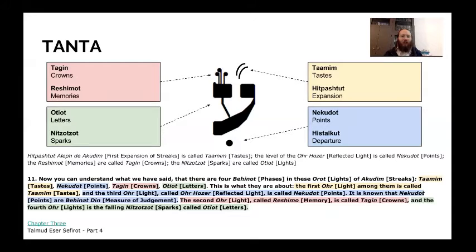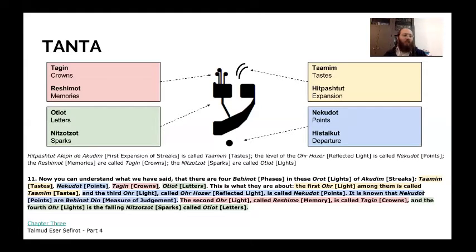The first Or, light, among them, is called Taamim, tastes. And the third Or, light, called Or Chozer, reflected light, is called Nekudot, points. It is known that Nekudot, points, are Behinat Din, a measure of judgment. The second Or, light, called Reshima, memory, is called Tagin, crowns. And the fourth Or, lights, is the falling Nitzotzot, sparks, called Otiyot, letters. It's from chapter 3 in Talmud Esser Sefirot, part 4.